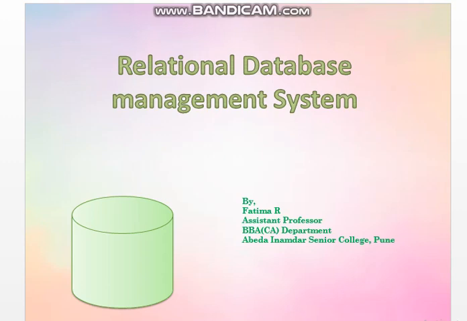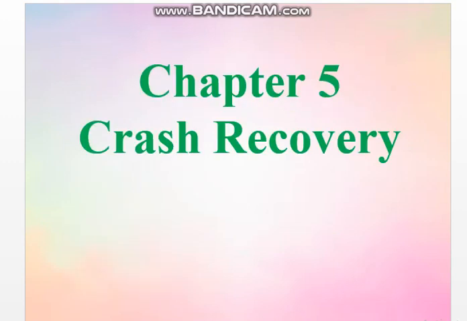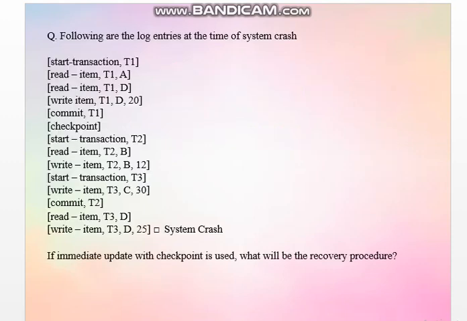We have already started with unit number 5, that is crash recovery. We have seen what is failure classification, what is recovery, and the recovery methods, that is deferred and immediate update recovery method. Today we will look into one example of how to recover the system whenever it crashes, by using the immediate update method and the deferred update method.